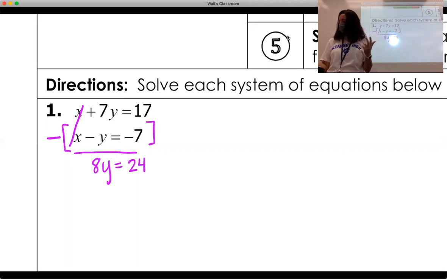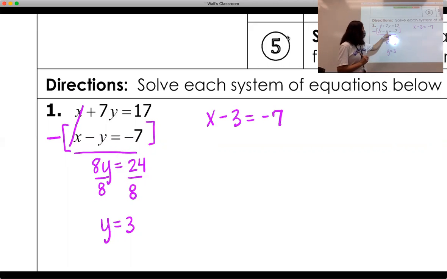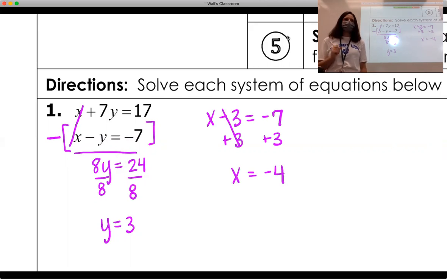And then solve for y. So we divide by 8. And we get that y equals 3. And now, just like when we were doing substitution, we have to plug that back in to get our missing variable that we don't have yet. So I'm going to use the second equation. So x minus 3 equals negative 7. So all I did was substitute my 3 into that second equation, and then we isolate x. So we add 3, we get x equals negative 4.